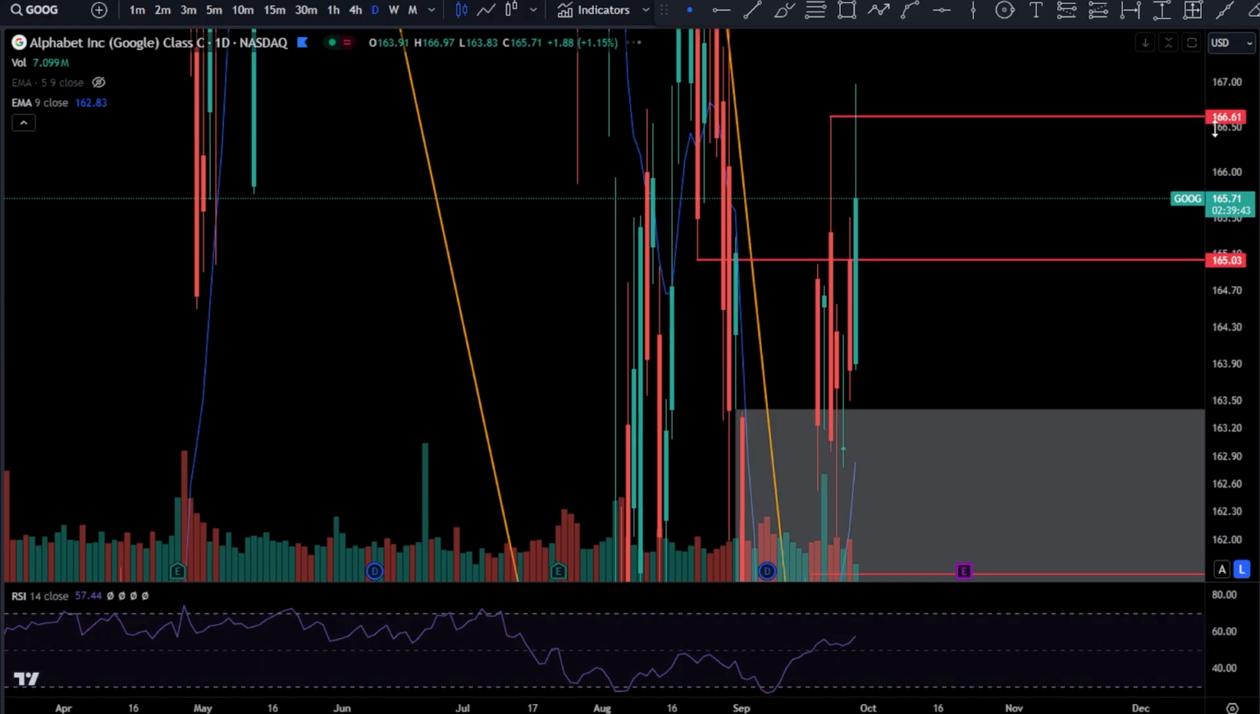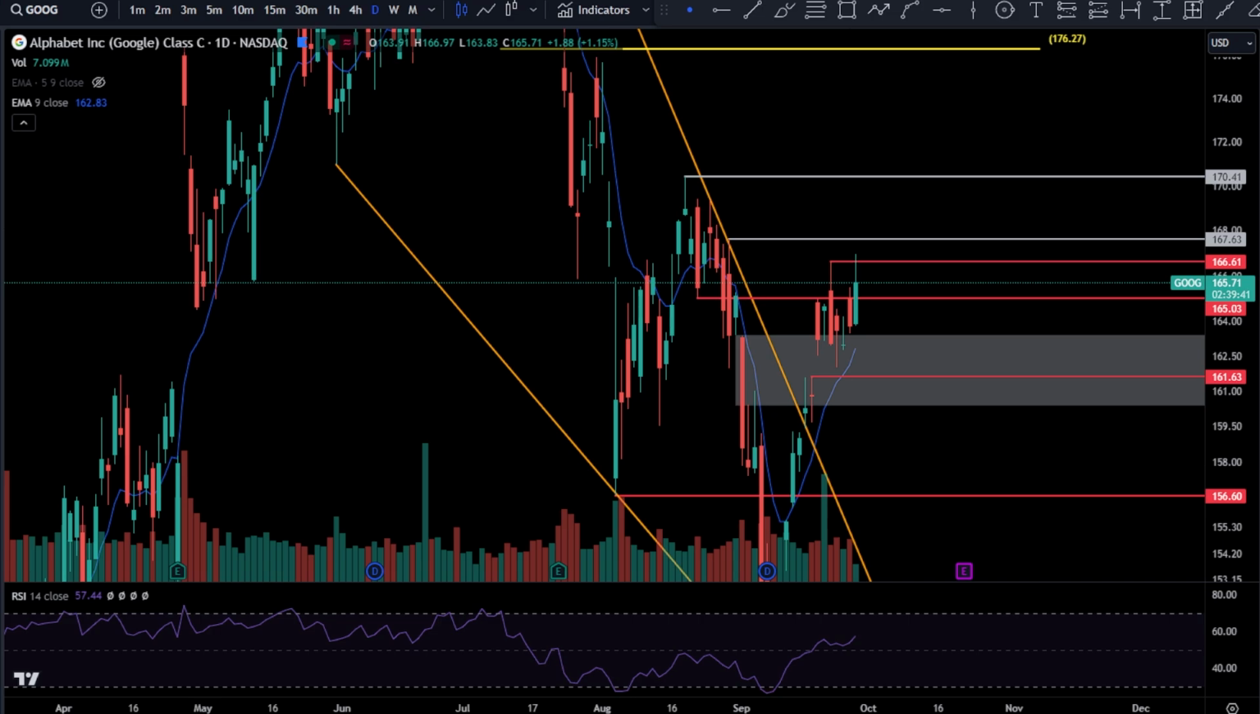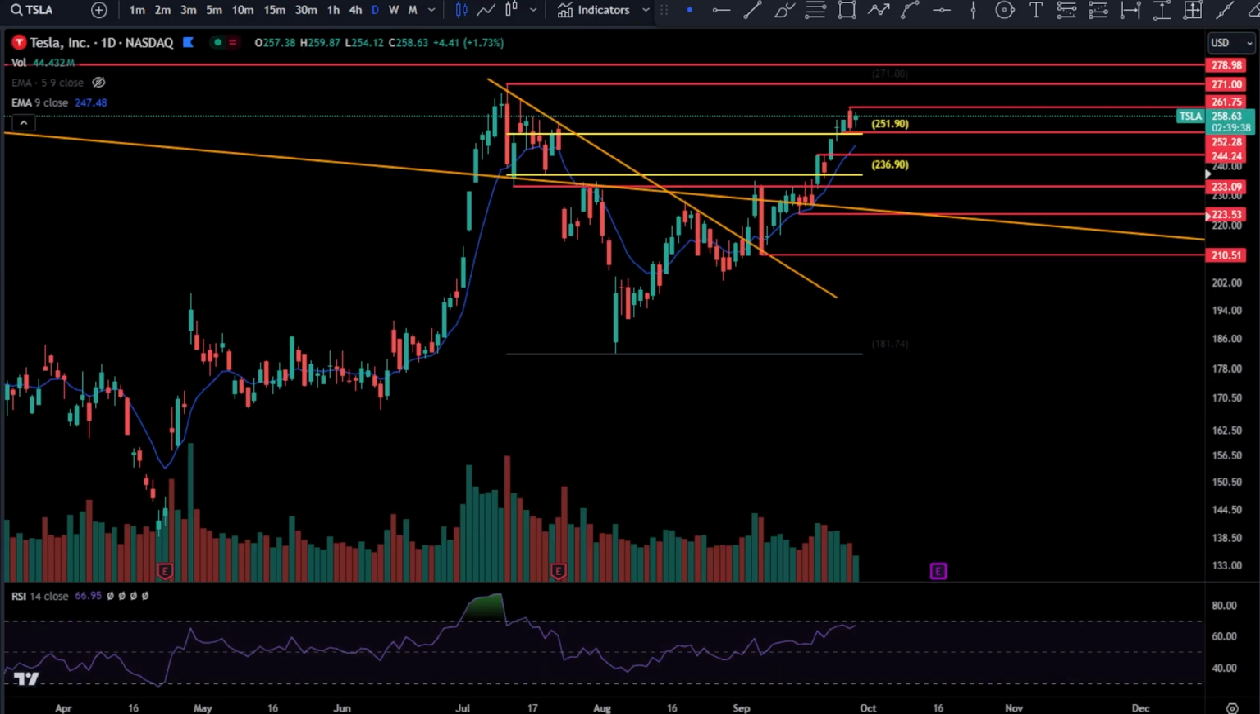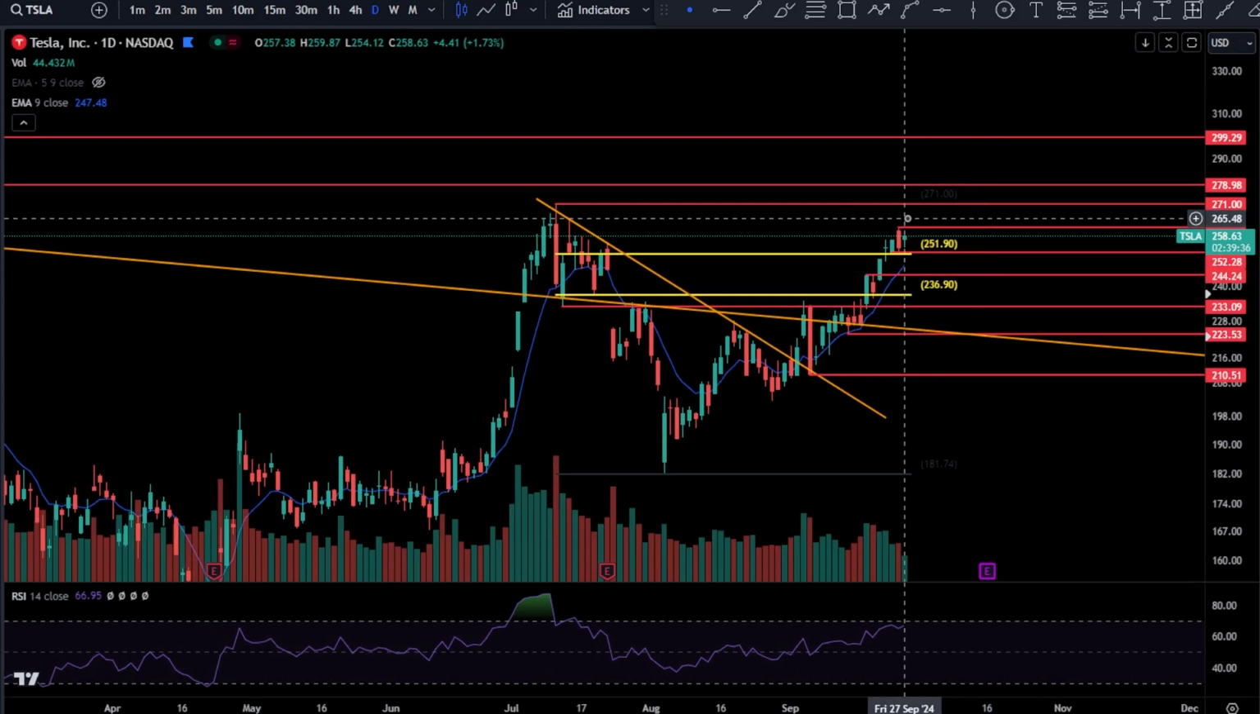Goog is definitely showing relative strength today. This and Tesla, all right, showing the relative strength today. I do like that going into next week. I think these are definitely things that we'll keep an eye on.